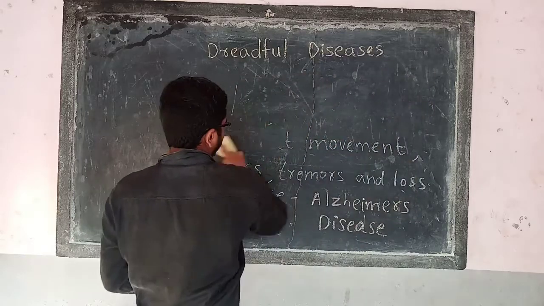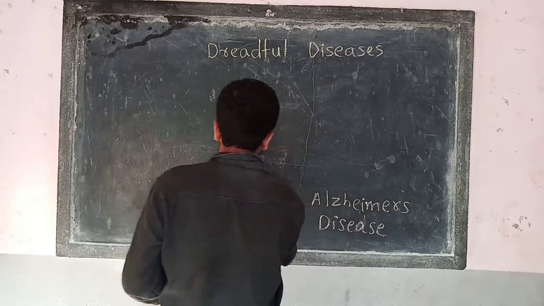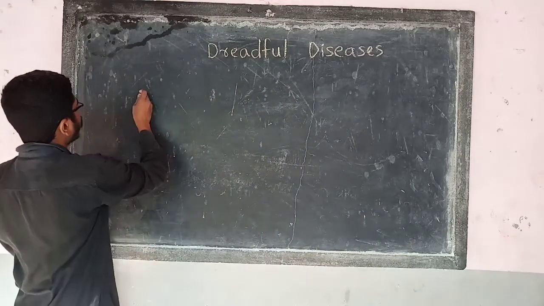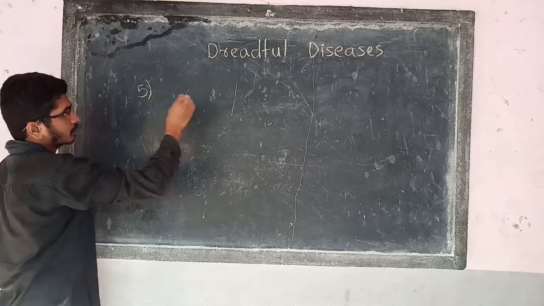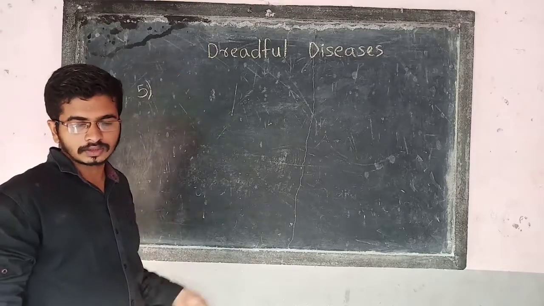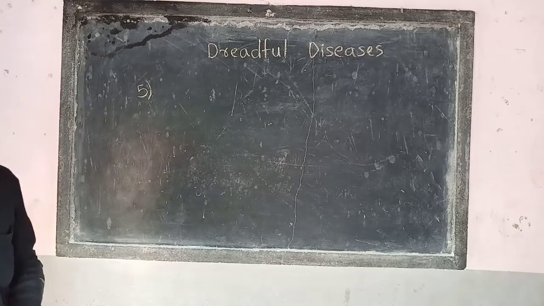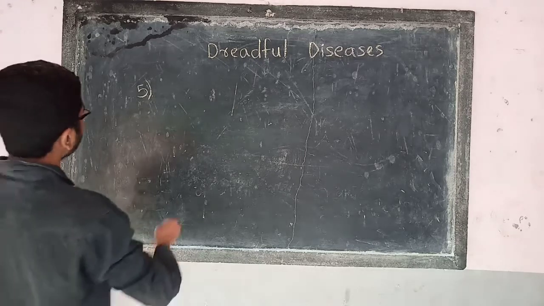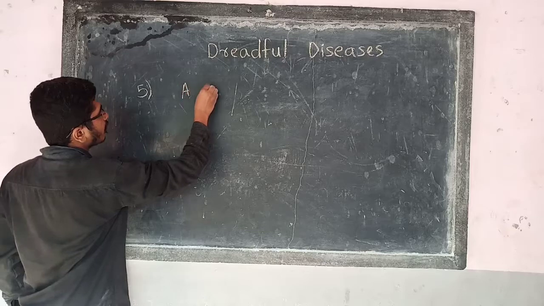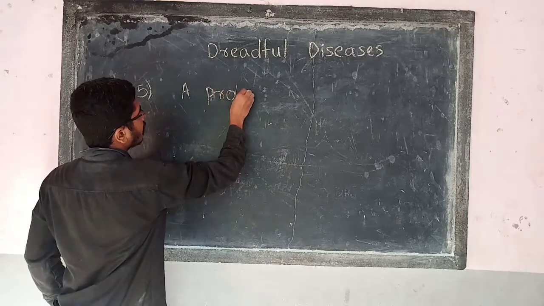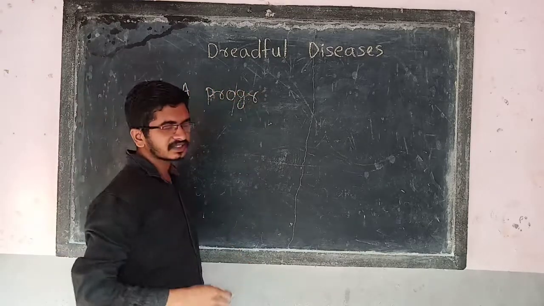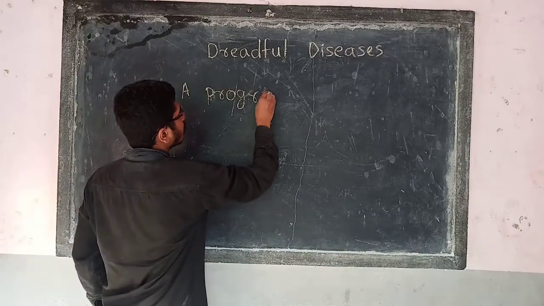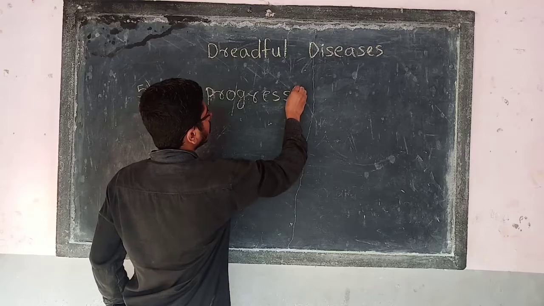Now we'll learn another disease. The fifth one. You can write the number 5. Each and every point, you must write all the points. Now a progressive disease. A progressive disease means a daily increasing disease.